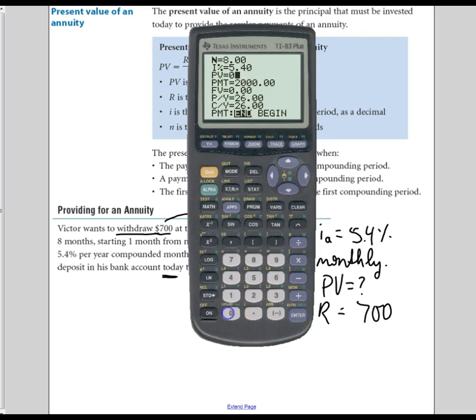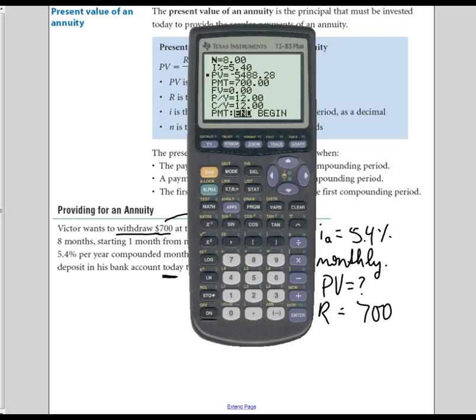The present value is unknown. The payout is $700, and it's a positive amount. The future value is 0, and it is monthly, so that is 12 times a year. So here we go back to the present value and solve for that, and we get an amount today that would need to provide for that would be $5,488.28.